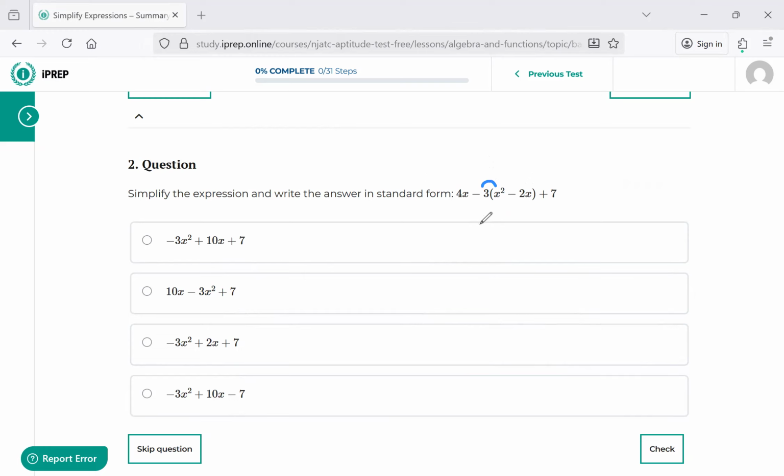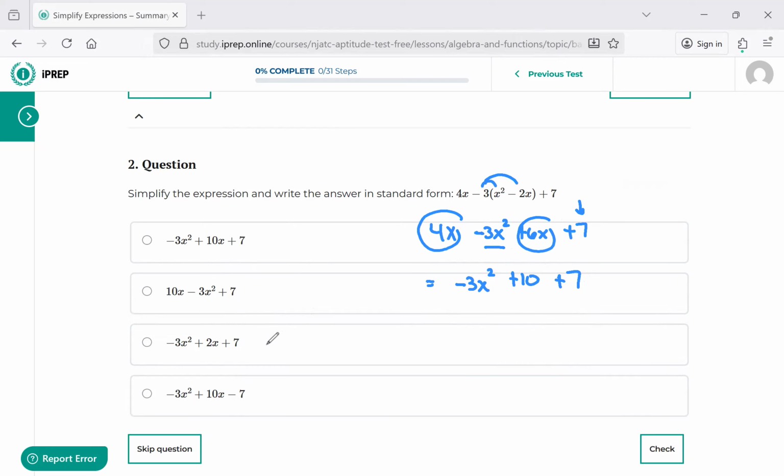-3 times x squared is -3x squared. -3 times -2x is +6x. Then bring down the plus 7, and bring down the 4x. Then collect like terms going from highest power to lowest. My highest power is -3x squared. The next highest power is the x's. You have a 4x and a 6x, which is 10x. And then your constant is 7.